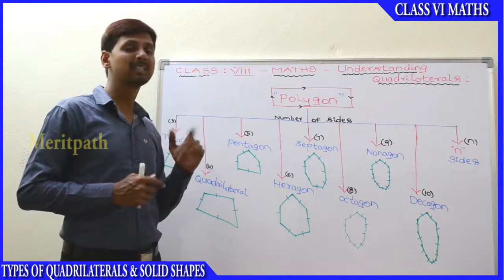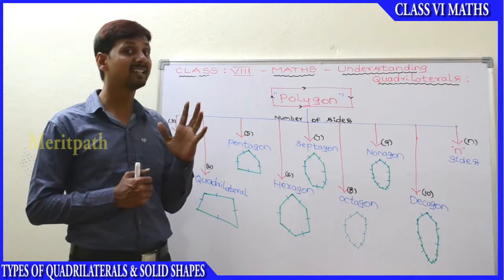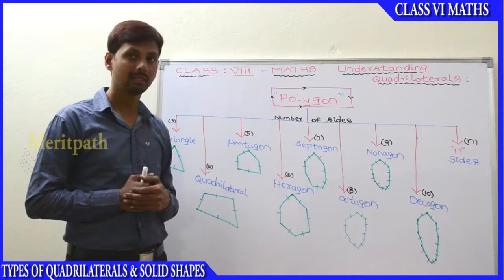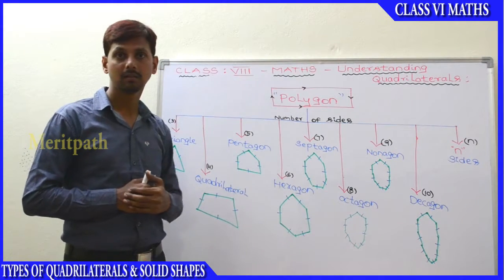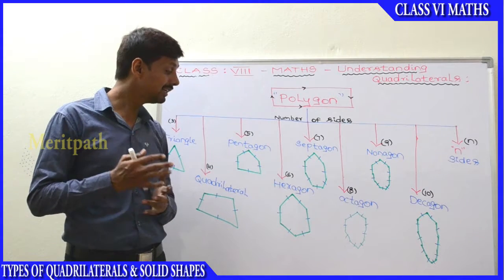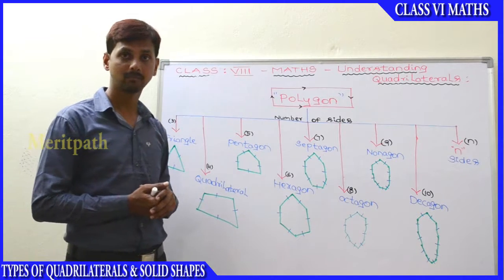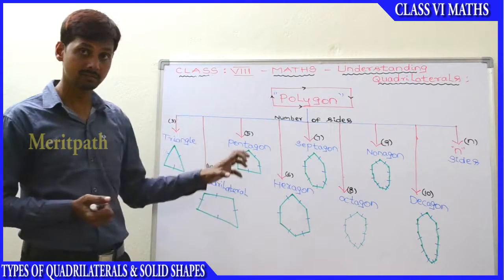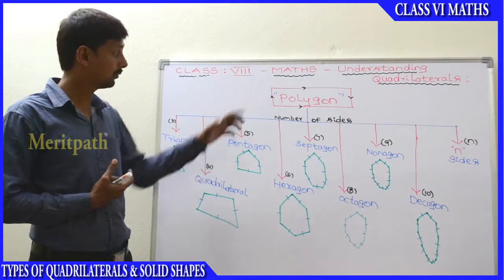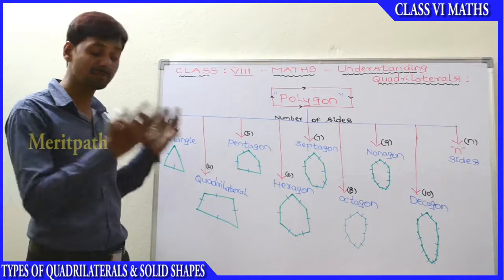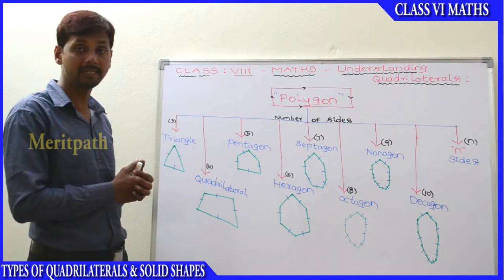Now the simple closed figure which has 4 sides, we call a quadrilateral. Then the simple closed figure having 5 sides, we call a pentagon. So these are all simple closed figures formed with line segments, so we call them polygons. These are the different types of polygons we are discussing. Everything is a polygon which has a number of sides.